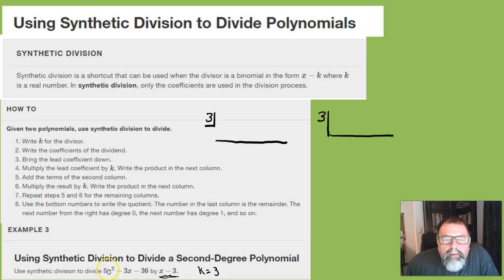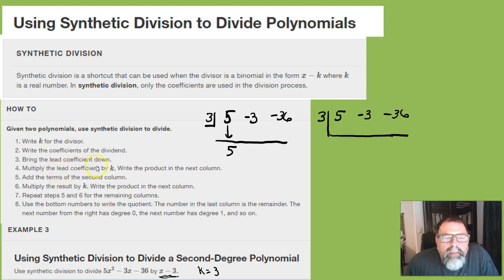And then it's important to know this has to be descending order. So it's x squared, x, constant. So it's 5 for the x squared. Oops. Let me try that again. 5, negative 3, and then negative 36. So if I'm doing it the way the book notation, 5, negative 3, negative 36. And then now bring down the lead coefficient. So the first term comes down. So you just bring it down.